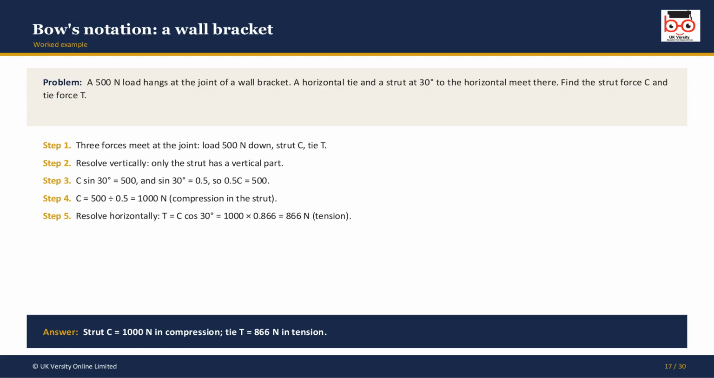Three forces meet at that joint: the load pulling down, the strut, and the tie. Resolving vertically, only the strut has a vertical part, so C times the sine of 30 degrees equals 500.